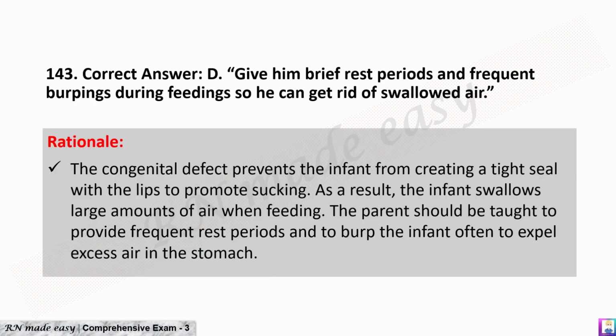The correct answer, D. Give him brief rest periods and frequent burpings during feeding so he can get rid of swallowed air. Rationale. The congenital defect prevents the infant from creating a tight seal with the lips to promote sucking. As a result, the infant swallows large amounts of air when feeding. The parent should be taught to provide frequent rest periods and to burp the infant often to expel excess air in the stomach.